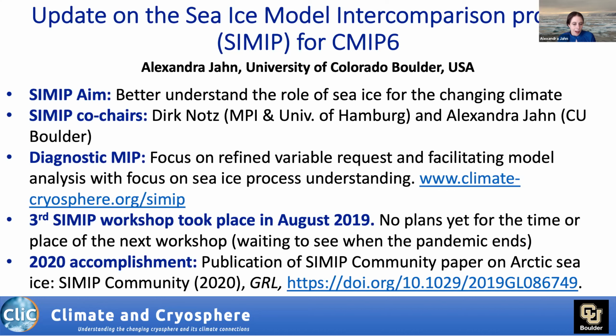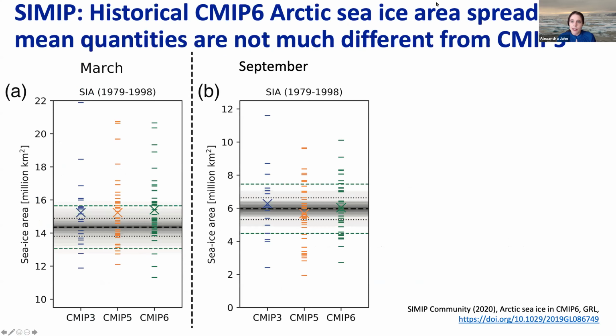The big 2020 accomplishment was the publication of a SIMIP community paper on Arctic sea ice and SIMIP 6. That came out in early 2020 in GRL and was really a community effort to describe the simulations. And so I just wanted to show a couple of quick slides from that. The main takeaway here is that the historical SIMIP 6 Arctic sea ice area spread and mean quantities are not much different from SIMIP 5. So nothing fundamentally has changed in the sea ice simulations.